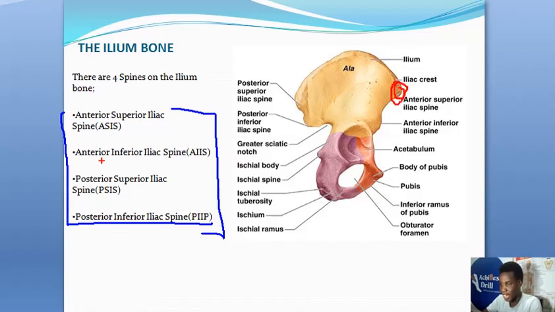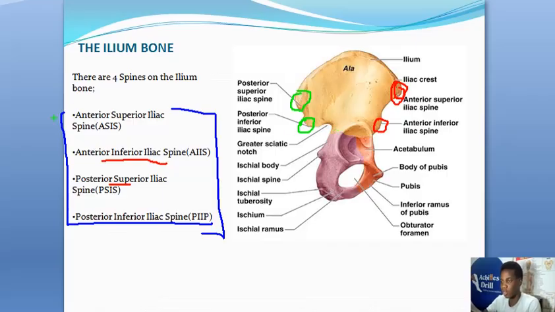We even have an anterior inferior iliac spine. That's this structure right here. It is in front, that is anteriorly, but beneath, inferior. And then we have this posterior superior iliac spine right here, and lastly the posterior inferior iliac spine is also right there. So we'll talk about each of them one by one, and then we'll say one or two things about it.